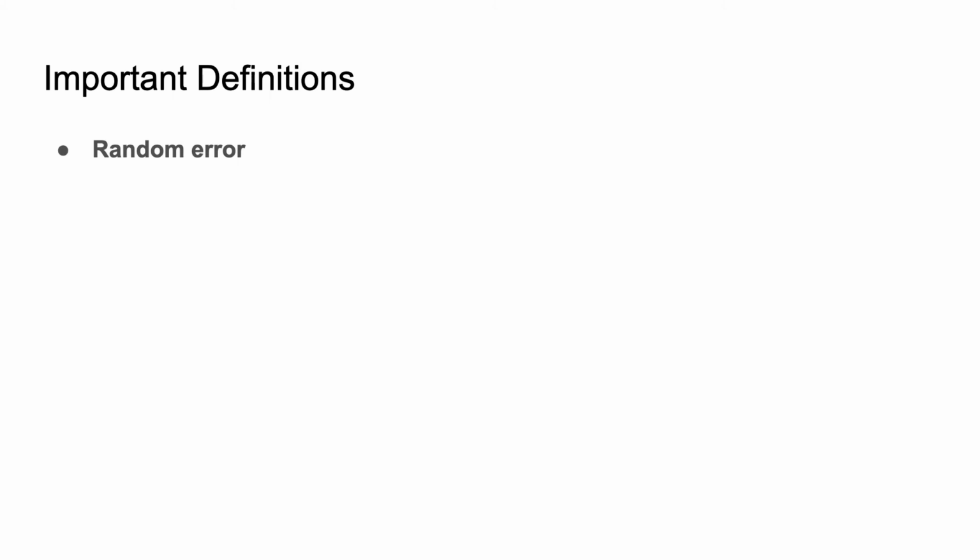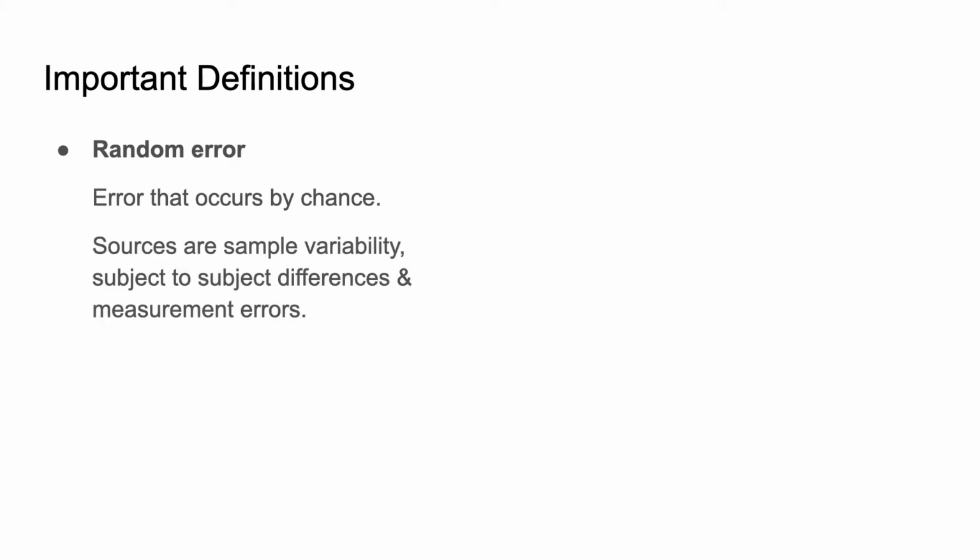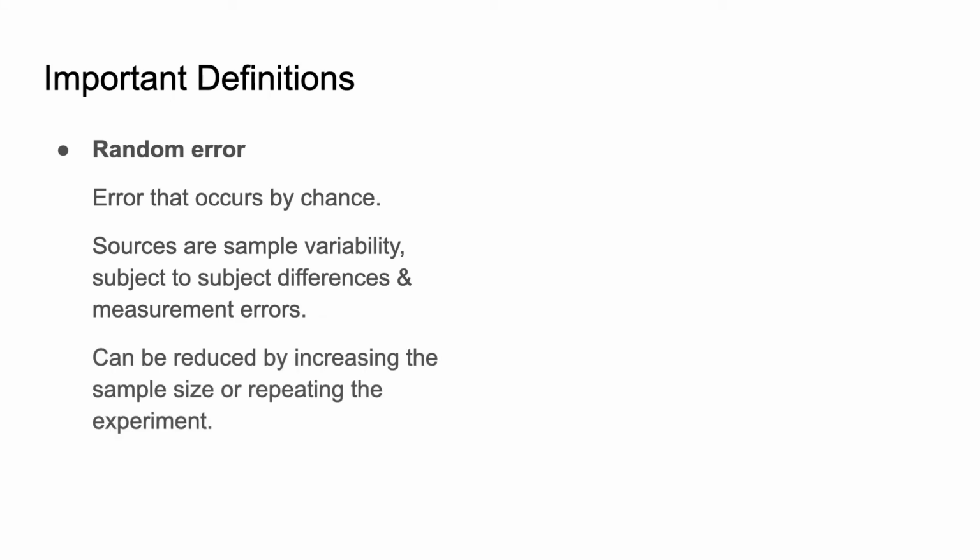Another important definition is random error, and random error is basically error that occurs by chance, which occurs randomly. Things that increase the chance of random error are sample variability, subject to subject differences, and measurement errors. And we can reduce random error by increasing the sample size or repeating the experiment so that this random error is cancelled out.